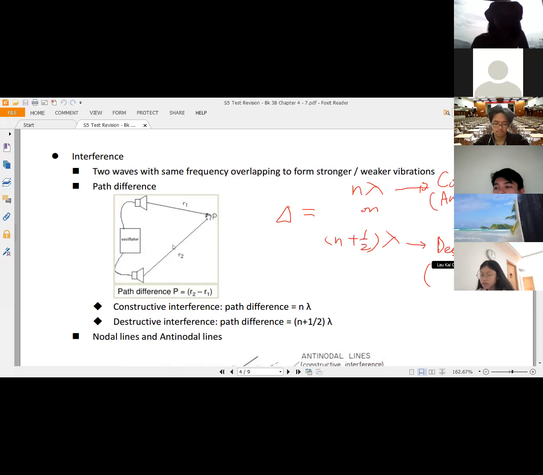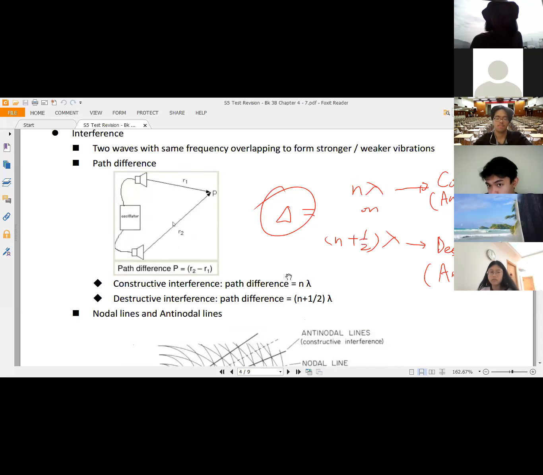And for destructive interference, its amplitude will almost cancel out. It will be greatly reduced. So that would be the difference. But the key is always to be able to read this path difference and then compare that with the wavelength, which is usually given. So you may find out whether n is an integer or the factor is a half number, so that you can tell whether it's constructive or destructive interference, and also understand the result of that. It will result in a stronger or a weaker vibration.